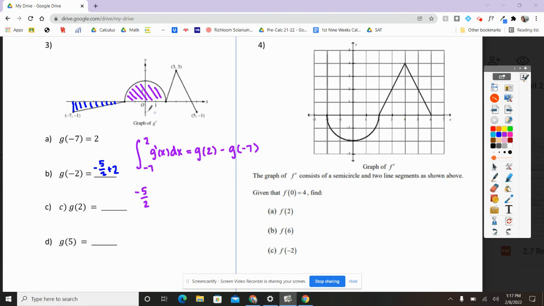So we have -5/2 is this triangle. And then I need to add the area of this semicircle here. So it's going to be plus, this is half a circle, so 1/2 pi, my radius is 2. So 1/2 pi 2 squared. And then that's going to equal g of 2 minus g of -7.